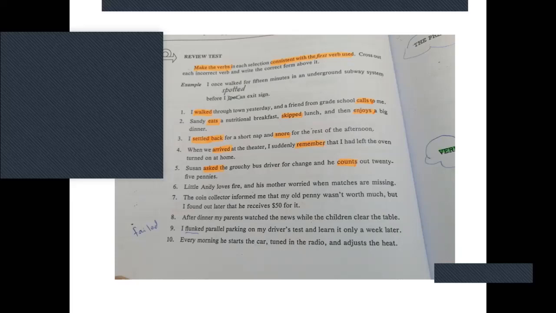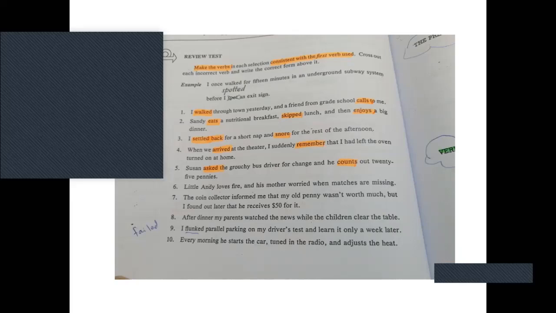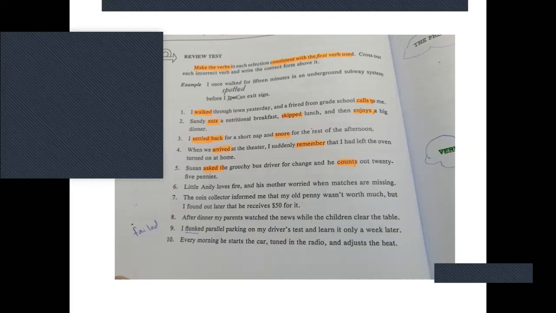Number 7, Yara. The coin collector informed me that my old penny wasn't worth much, but I found out later that he receives 50 for it. So the first verb we have is informed. Excellent. Informed is the first verb. Good. The second one is receives, which is going to be turned to received. Okay, but before the second, where are the other verbs in the sentence, Yara?